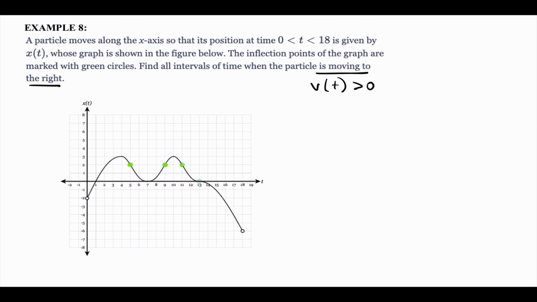This is not velocity. Velocity is the first derivative of this graph. So how do we find velocity on this graph? Positive or negative, I don't care which. If I know where it's positive, I also know where it's negative. So how do I use this graph to find out where velocity is positive or negative?